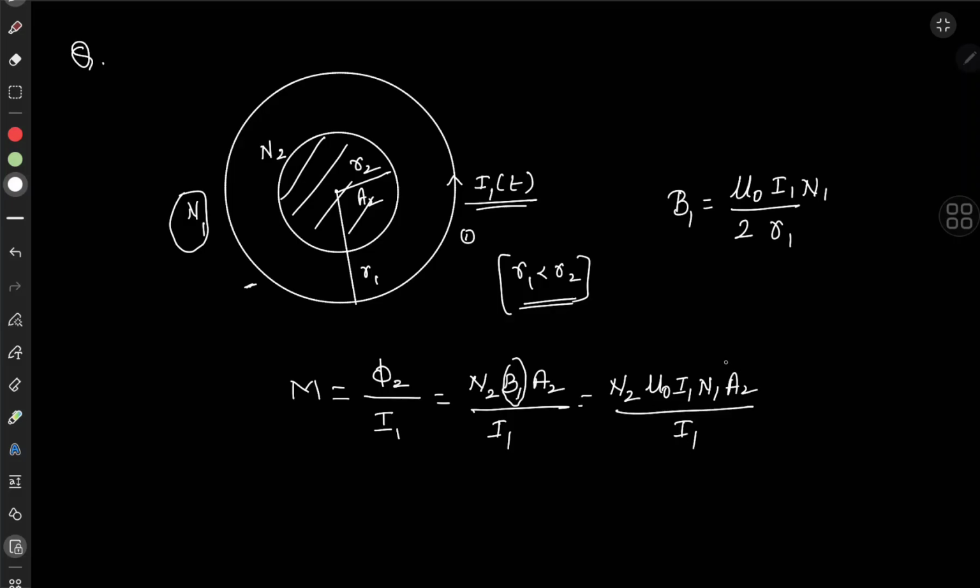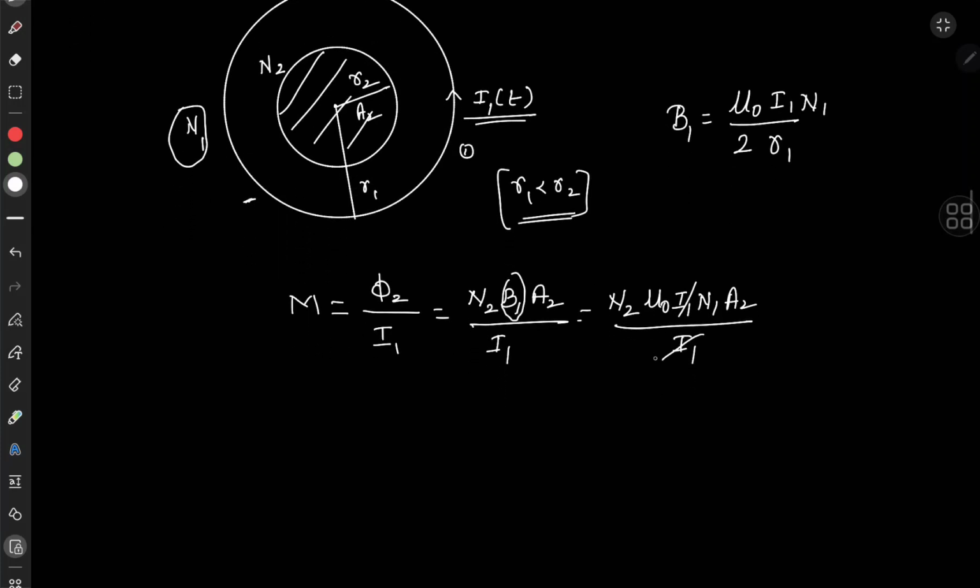So the I1 will cancel. Now what we will get is N2 N1 mu naught A2 divided by 2R1. This is going to be the expression for mutual inductance of the coils.